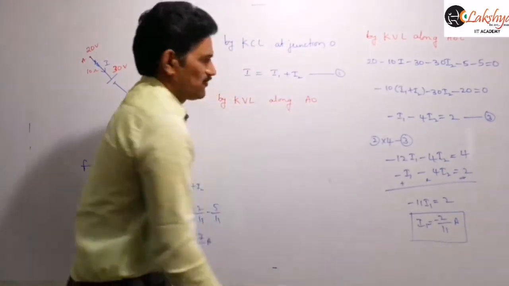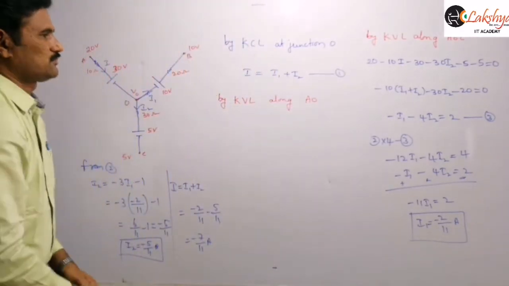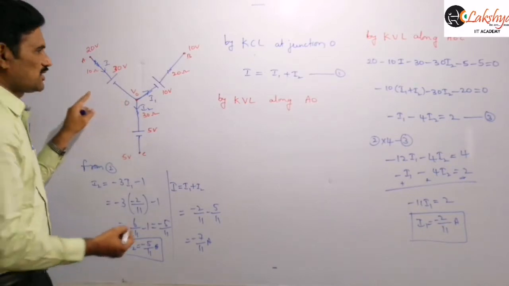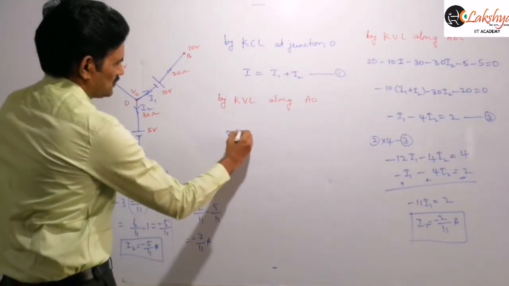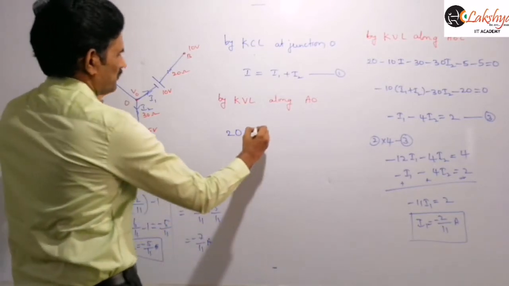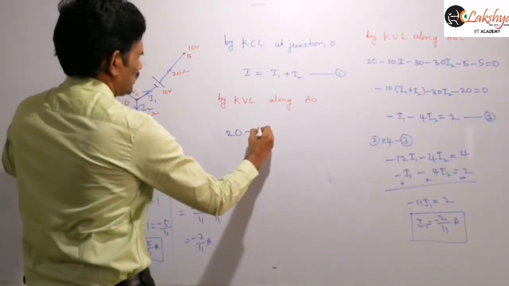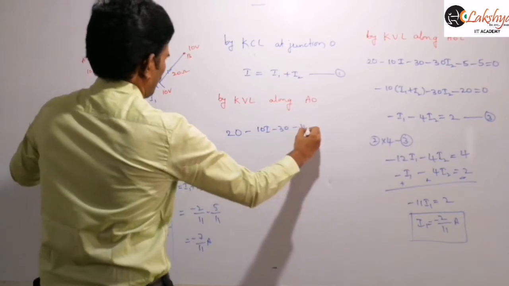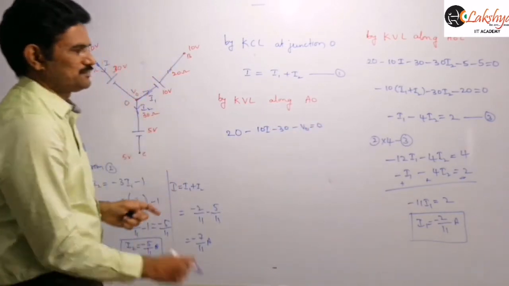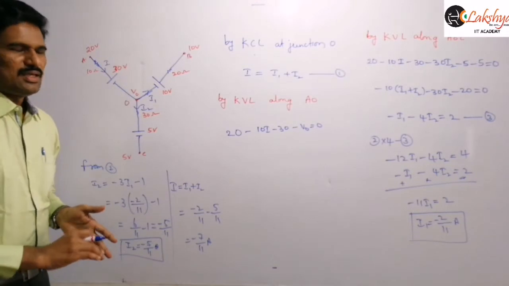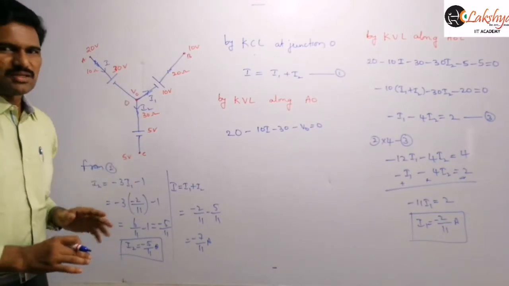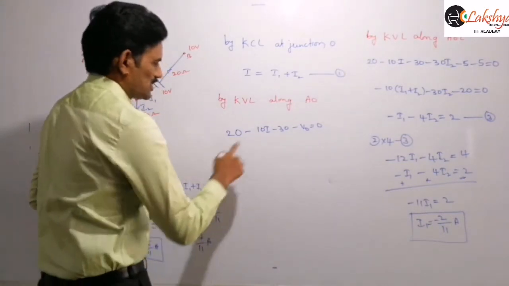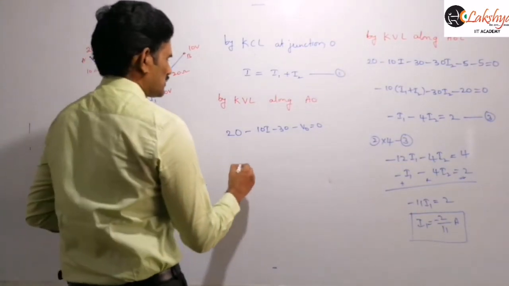Now by KVL from A to O. Starting from A and going until this point O we are writing here. So directly I am substituting these values: 20 minus I into 10, or 10I, minus 30 minus V0 is equal to 0. Right? And actually I said another method in the beginning. That is nothing but this one only. First let us calculate this V0 value from this.